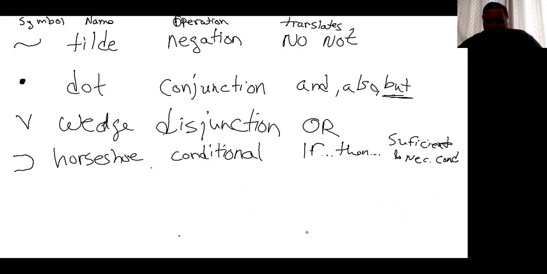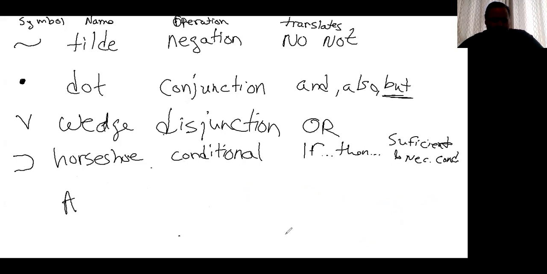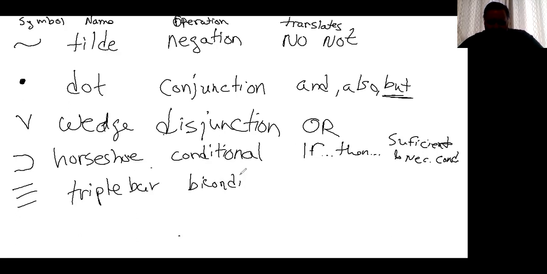And biconditional is basically just making a simple statement that A horseshoe B and B horseshoe A. It's saying basically the conditional statement is going both directions, that it's both A is true and B is true. And we symbolize that with a symbol called triple bar. Triple bar is just three lines. It's like an equal sign with an extra line across the top, just like that. And we call it triple bar. That's its name. And it performs the operation of biconditional.